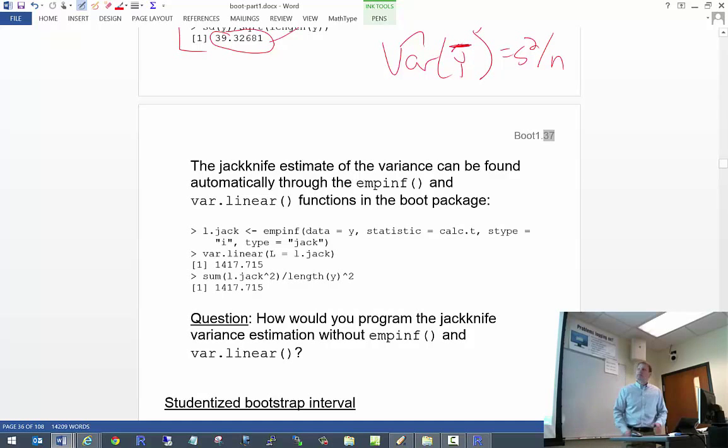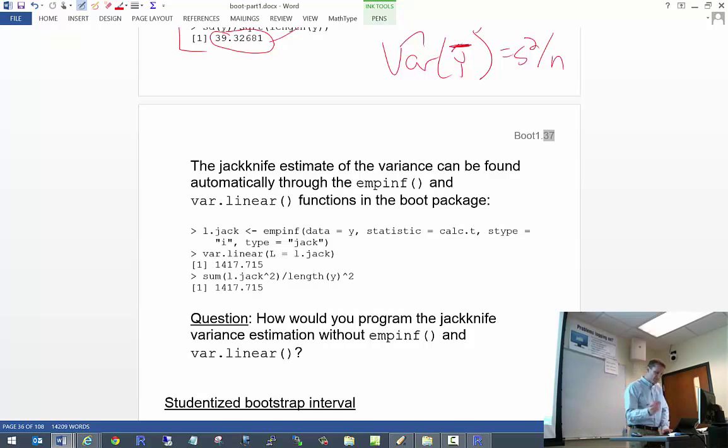And lastly here, let's do the Jackknife estimate of the variance. Well, there's a nice function in R called emp.inf, for empirical influence, that will allow you to estimate those empirical influence values using the Jackknife. And then var.linear takes those empirical influence values, or the estimates of them, and allows you to calculate the estimated variance using the Jackknife. So this is another reason why I'm using my VJack formula: there are nice functions in R that essentially do the calculations for you.